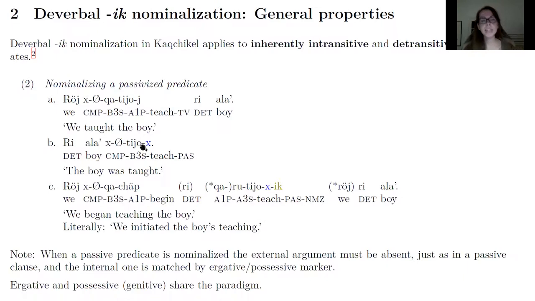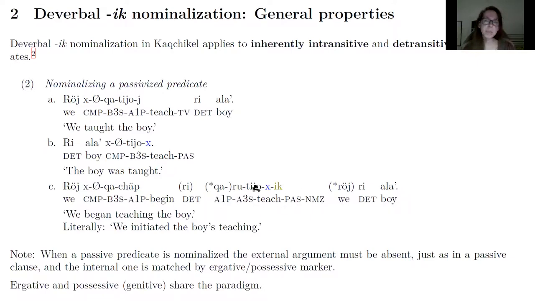And then we can take this passive form and we can nominalize it. So we attach suffix ik on top of that, basically. And we get this nominal ruti hoshik. We still have no external argument. It has disappeared because it's passive, but we still have this internal argument here, and it is cross-referenced by the possessive prefix on the nominal. So ruti hoshik is basically his teaching, the boy's teaching.